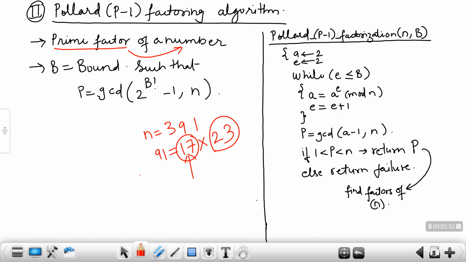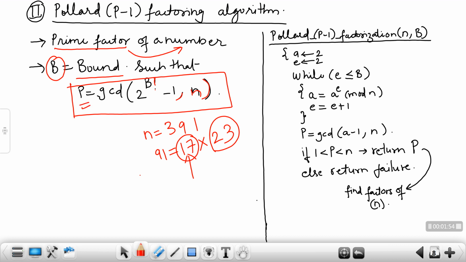For that, we require a value called the bound value B. So P, the prime number, should equal GCD of 2 raised to B factorial minus 1, comma n. Whatever you get from 2 raised to B factorial minus 1, comma n, will be stored as P. As of now, you don't need to go deep into what B is or what this formula is.